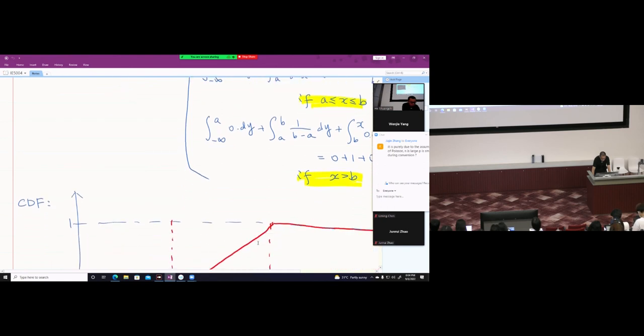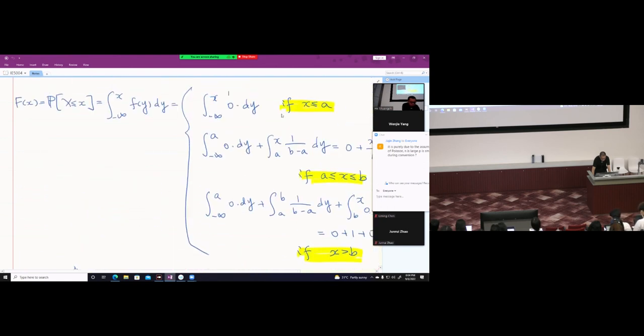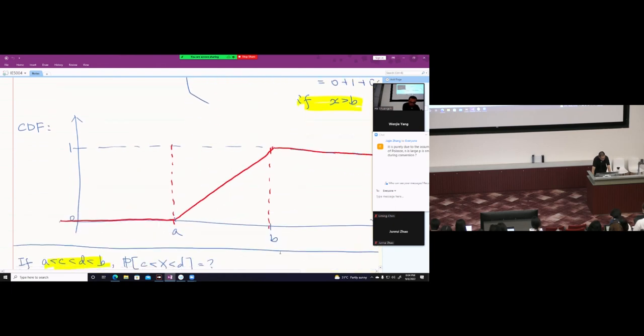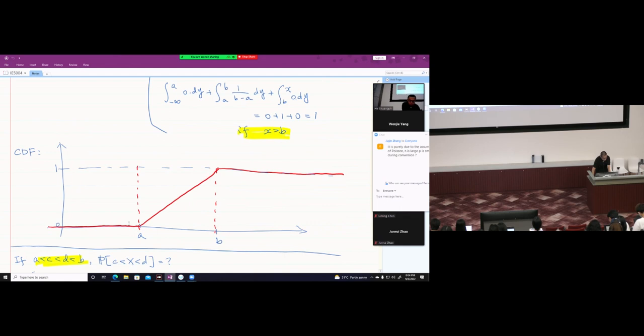a uniform variable. So according to this expression, you see that the CDF should look like this. It starts from 0, and it's always 0 until it reaches a. And from a to b, it's a straight line until it reaches 1 at b, and then it keeps constant at 1. That is the shape of the CDF, right?